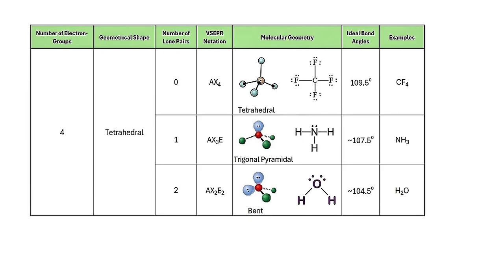The next possibility for 4 electron groups is 3 bonds and 1 lone pair. So the VSEPR notation is AX3E, just E1. It means 3 bonds and 1 lone pair. Example, NH3. NH3 has 3 bonds surrounding our nitrogen and 1 lone pair on top.